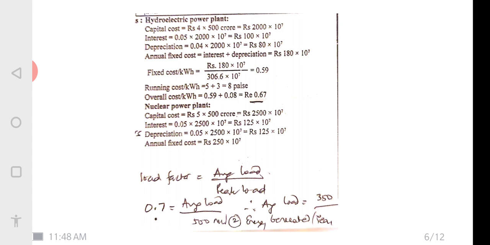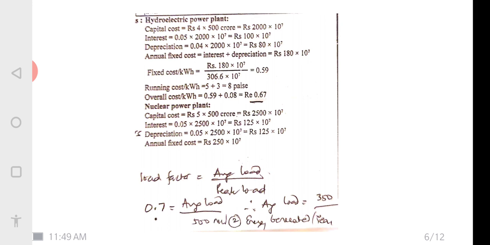Okay, 306.6 into 10 raised to 7. So this gives me 0.59 rupees. Means for generating 1 unit of electricity, the fixed cost is 0.59 rupees, 59 paisa.